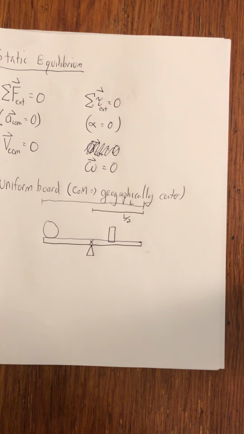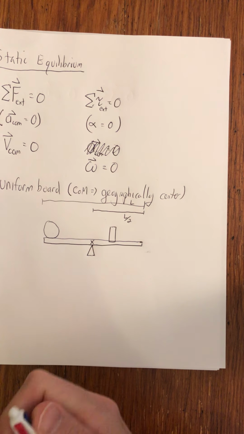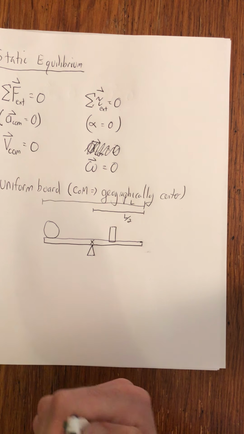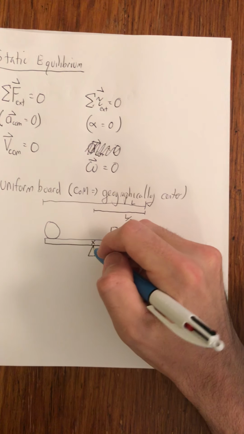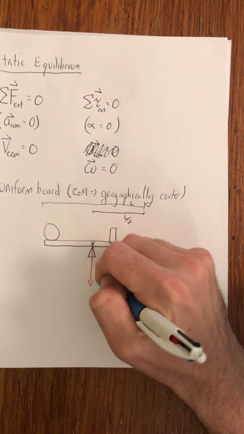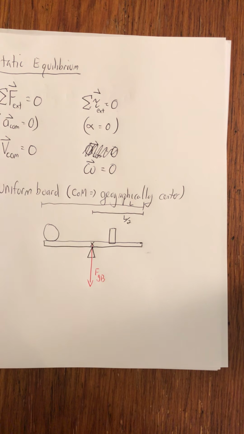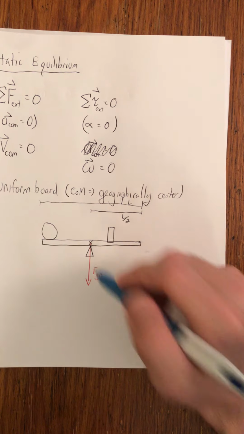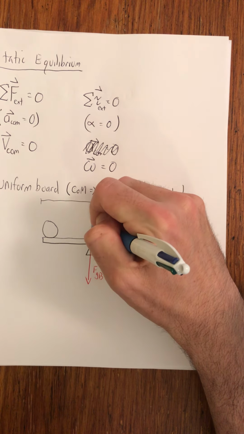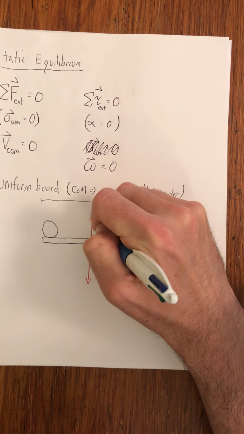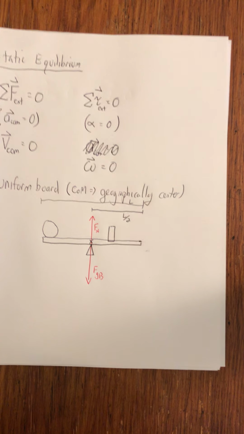So here we are. I have two objects on my uniform board. So let's draw in the forces. Now, we're going to draw in the forces that are acting on the beam here. So the first thing we're going to draw in here is the force of gravity on the beam, or the board, I guess I'm calling it here. Right, and notice that's coming from the center of mass of the object. We're also going to draw in the normal force of the pivot on the board, which happens to be at the center of mass. It doesn't have to be, as I've demonstrated before.